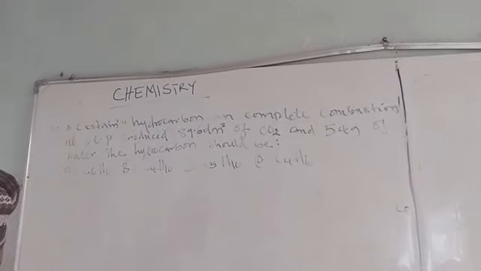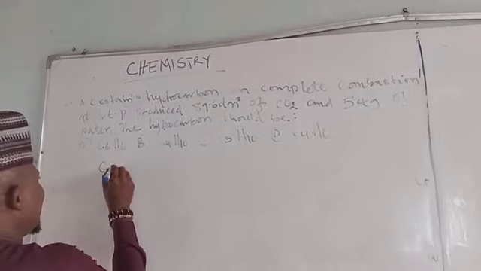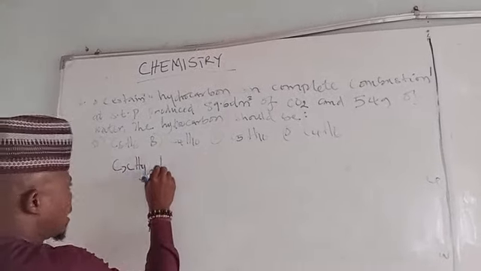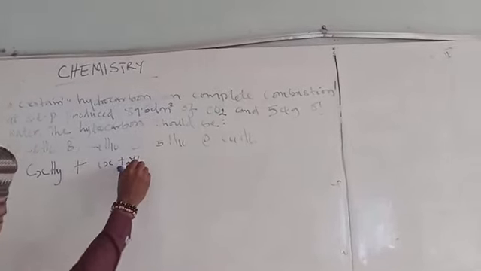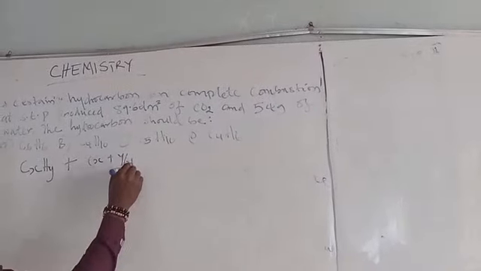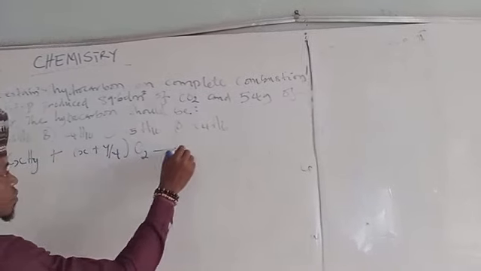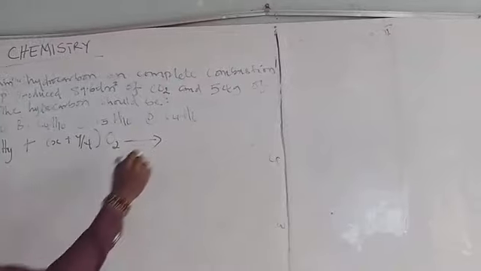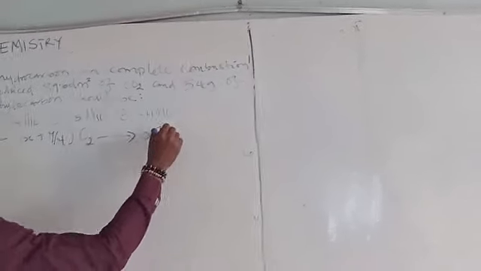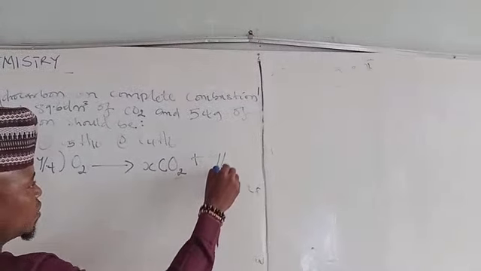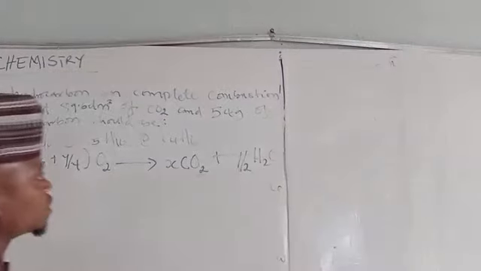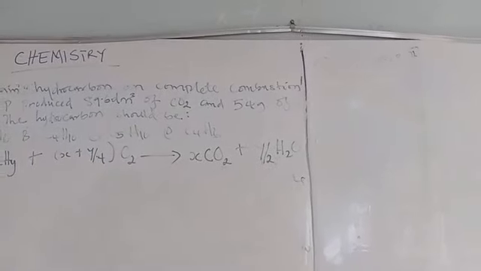First of all, you must remember the formula for the combustion of alkane, which says CxHy plus (x plus y over 4) O2 will form x CO2 plus y over 2 H2O.